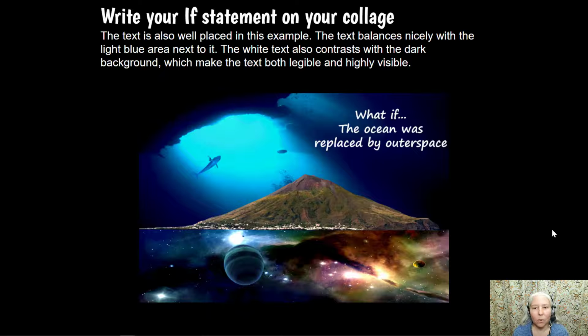What if the ocean was replaced by outer space? The text is also well placed in this example. The text balances nicely with the light blue area next to it. The white text also contrasts with the dark background, which makes the text both legible and highly visible.